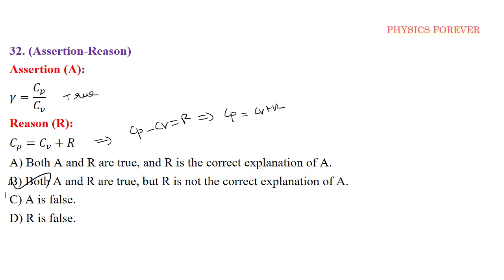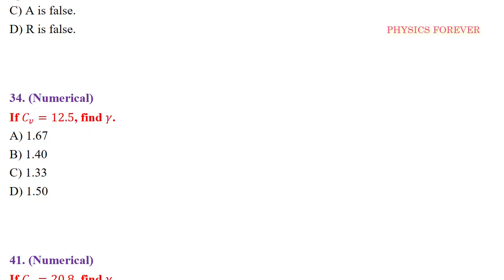Okay, so the next one is another numerical problem. The specific heat capacity at constant volume is given as 12.5, and we have to find the specific heat capacity ratio. So we know Mayer's relation. What is Mayer's relation? Cp minus Cv is equal to R.